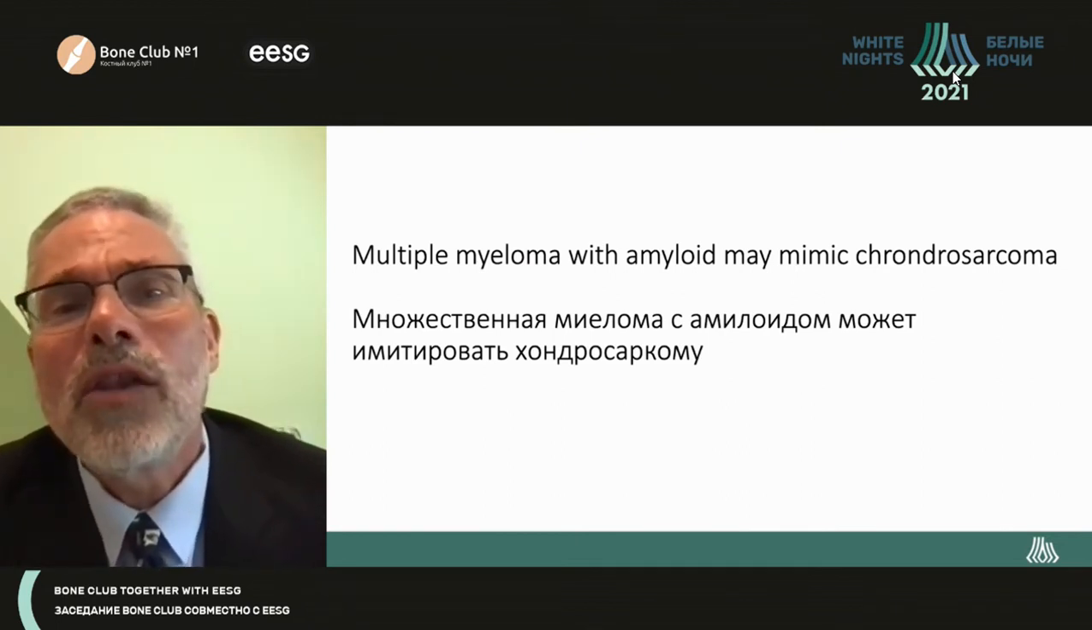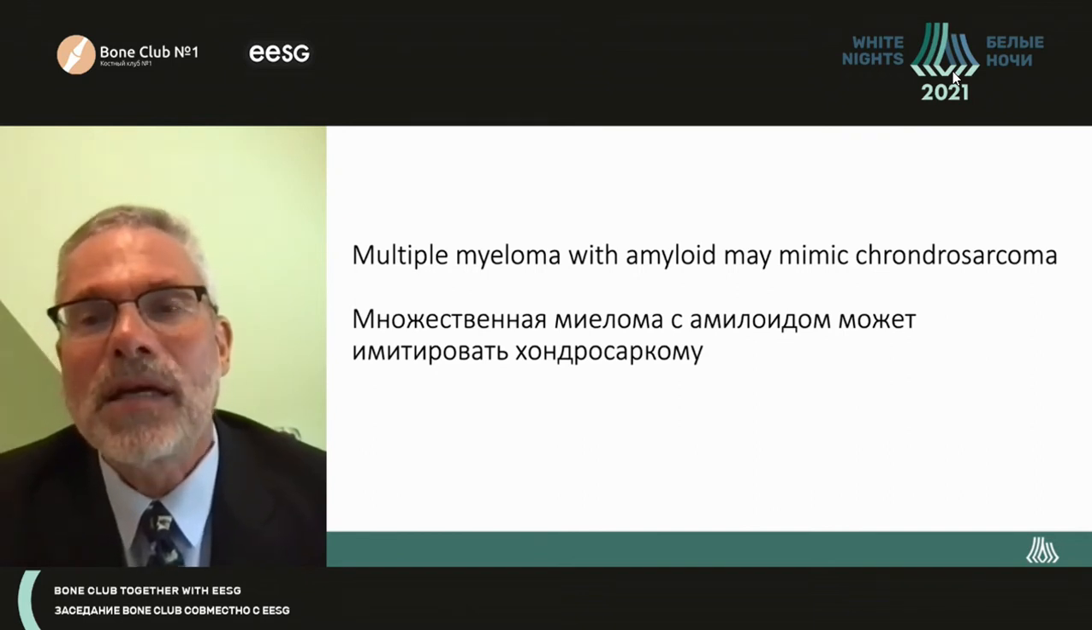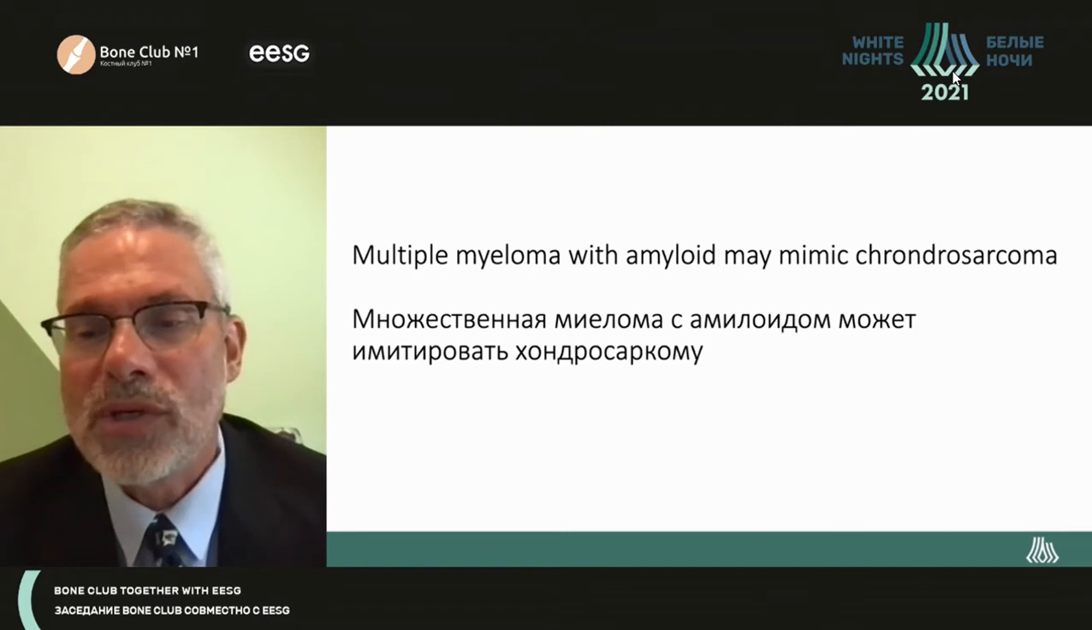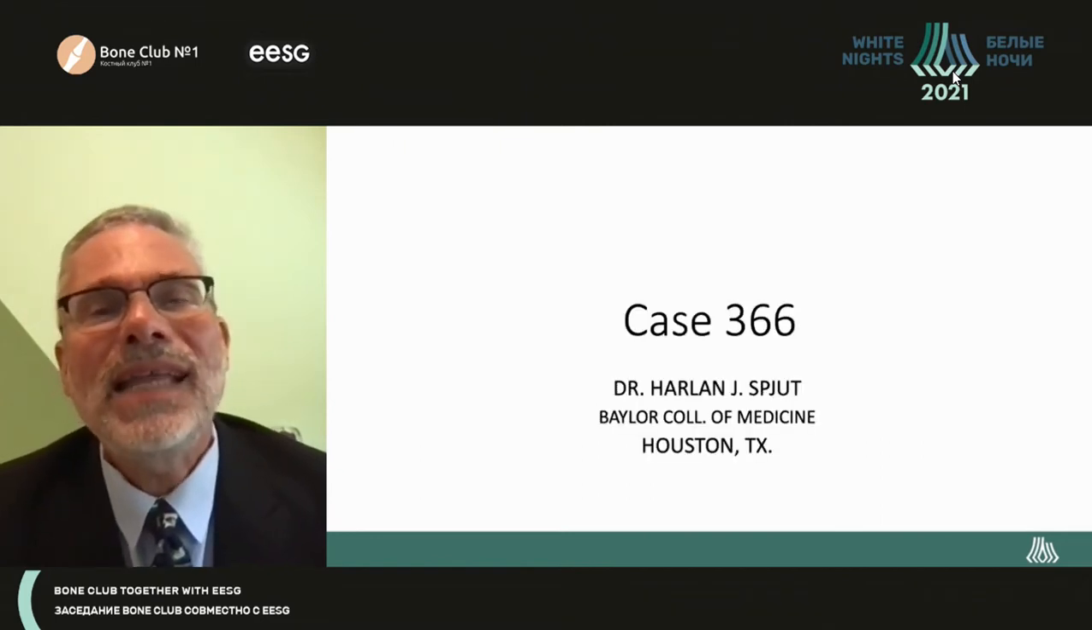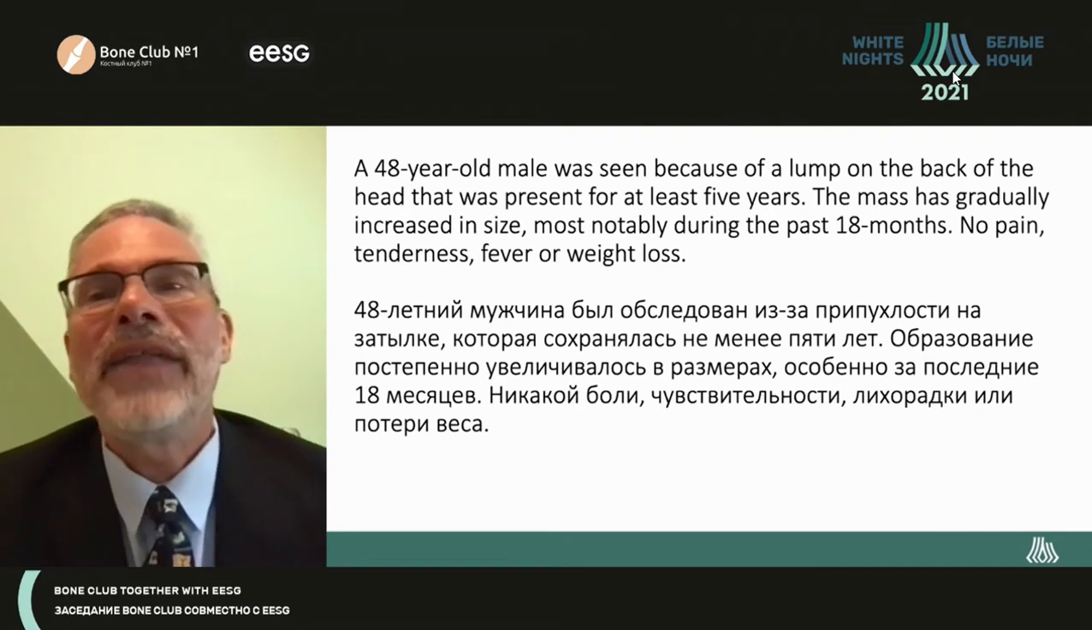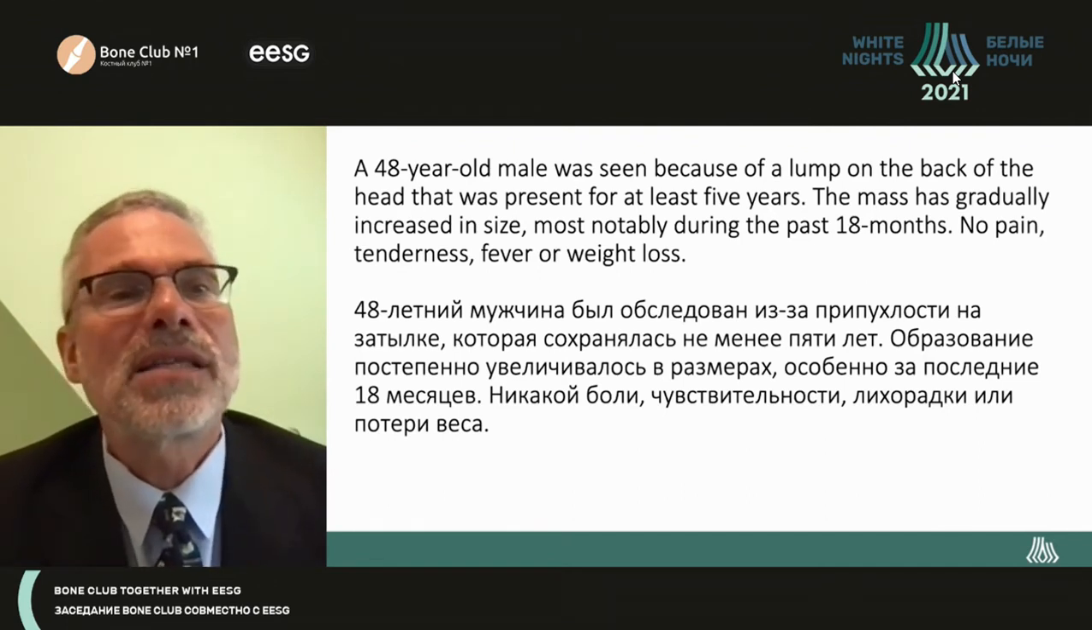Now, multiple myeloma with amyloid may mimic chondrosarcoma. This is an uncommon appearance, but I'm going to show you examples. It's the amyloid that calcifies. And that mimics the chondroid calcifications.